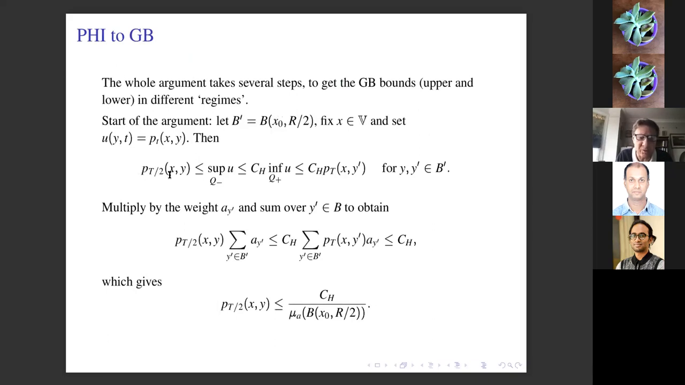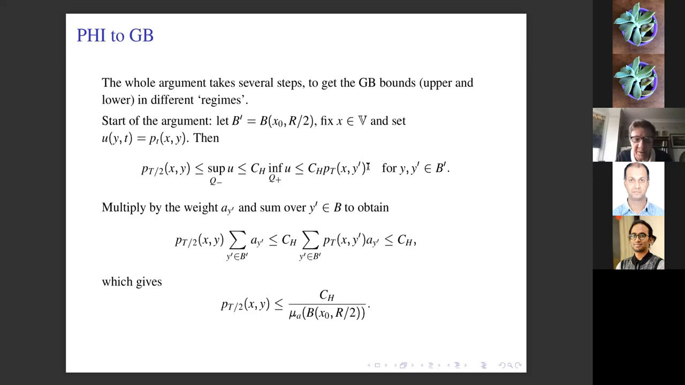So p_{t/2}(x,y) is less than the supremum over Q minus. That's less than C_H times the infimum of u over Q plus. And if we choose a particular y' in B', p_t(x,y') is bigger than that infimum. So we get the inequality here. You notice that we have no y' on this side of the inequality and no y, but a y' on this side.